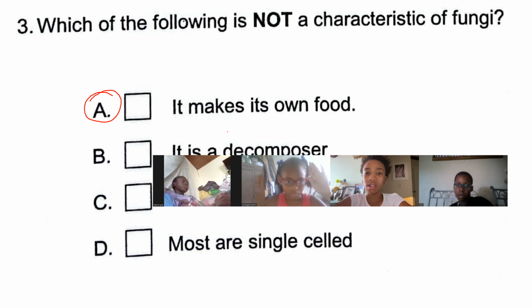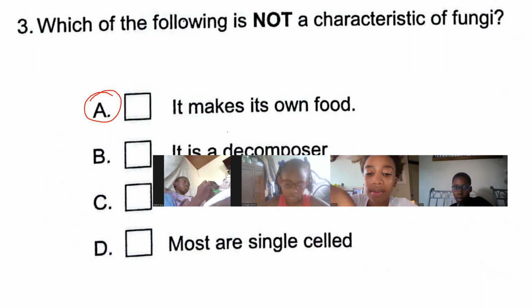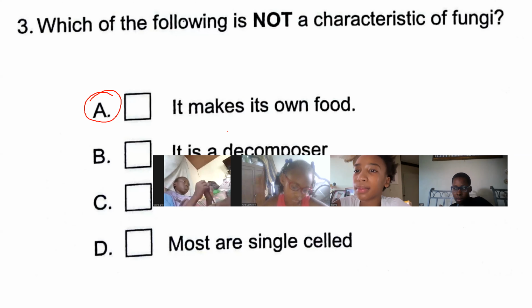Diana, what do we call organisms that make their own food? Producer. Very good. We call them producers. All right. Give me an example of a producer. A plant. A plant. Very good.